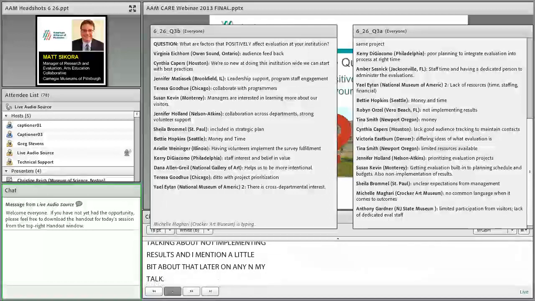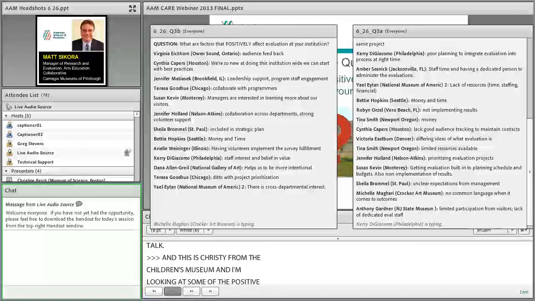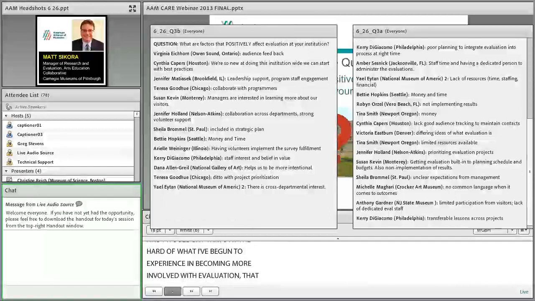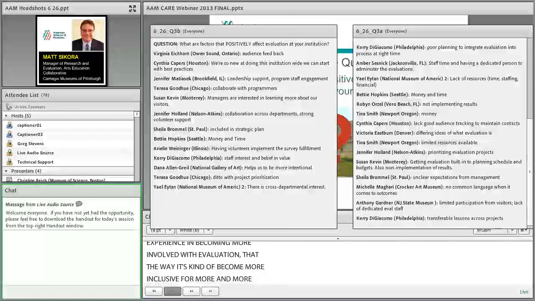And this is Christy from the Children's Museum, and I'm looking at some of the positive effects. And Carrie from Philadelphia is talking about staff interest and belief in the value. And I would say that's at the heart of what I've begun to experience in becoming more involved with evaluation. That the way it's become more inclusive for more and more staff, and so you really believe that it can have effect. It's been helpful.